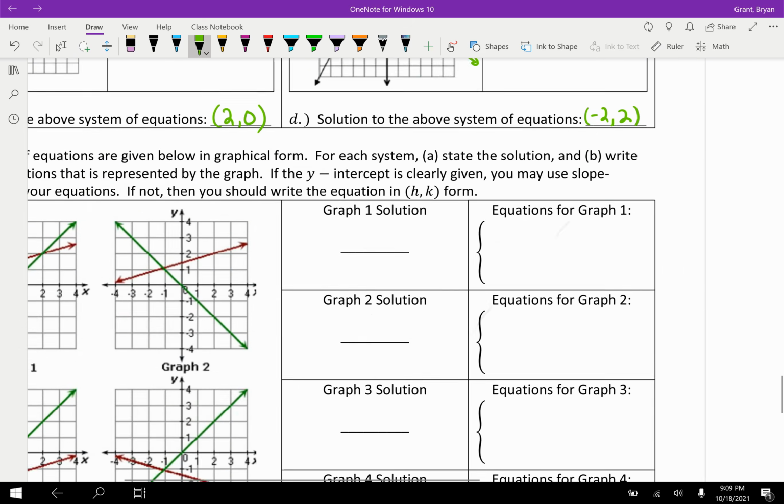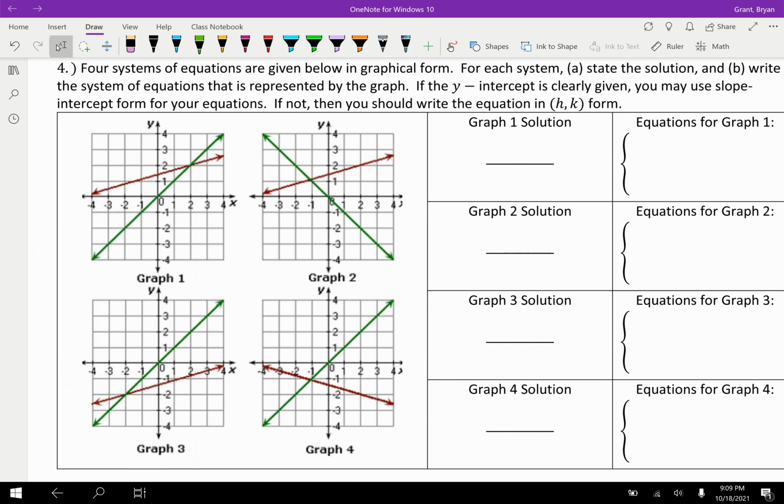All right, the last part of today is just 4 different systems of equations, and you have to do 2 things. The first is pretty darn easy, and we're going to tackle that all together really fast. We have to state the solution of each one of these. The solution is just where they intersect. So, for example, graph 1 intersects at 2, 2. Graph 2 is at -1, 1. Nice practice writing our points, right?